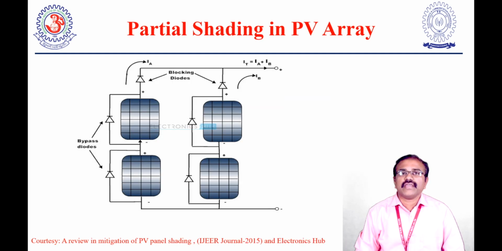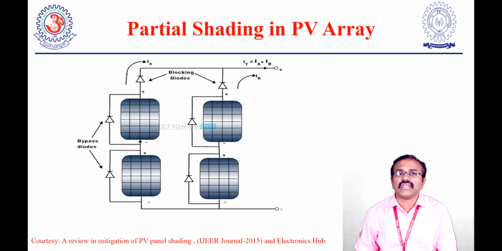We are connecting two types of diodes: one is bypass diodes, another is blocking diodes. What is the purpose of these diodes? We can see in the next slide. We have connected 4 panels. In these 4 panels, we connect the bypass diode in a parallel connection, and we connect a blocking diode in a series connection. This will eliminate the partial shading effect in a PV array.